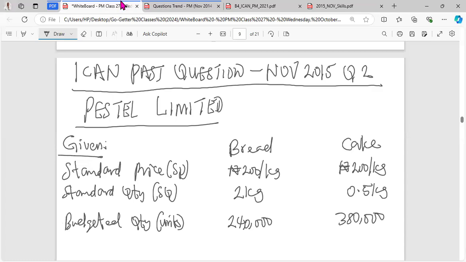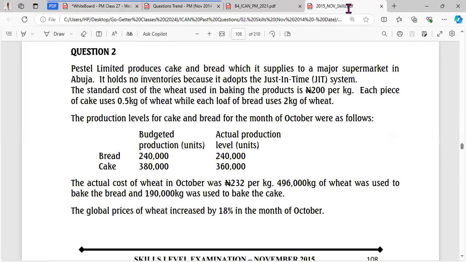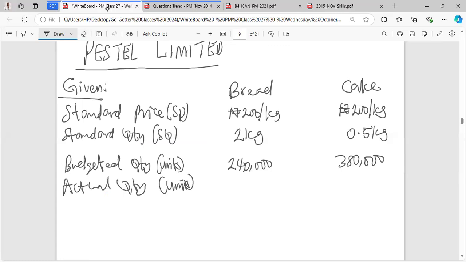Okay, then we will go for the actual. Sorry, this is going to be actual quantity, also in units. 240 still, and 360. So this is 240 and this is 360.